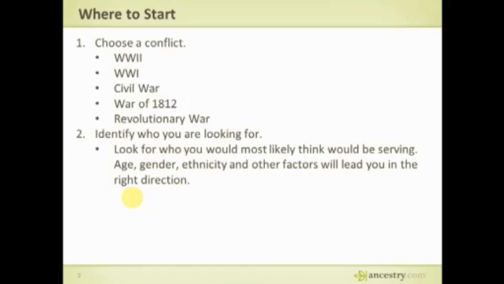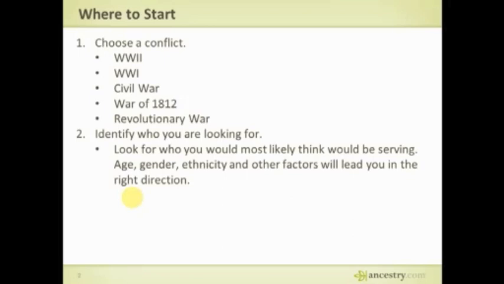Next, identify who you were looking for. Instead of just picking randomly out of your tree, look in your tree for who you would most likely think would be serving. Age, gender, ethnicity, and other factors will lead you in the right direction. Obviously, you had to be of the right age, though you never know. I did a story about a Civil War vet who was 60 when he started serving. And that sounds sort of crazy and not expected. But you can sort of get them down to the right person, 18 to say 30 in World War II, though it very well may be outside that range.